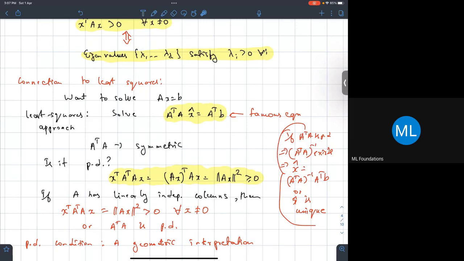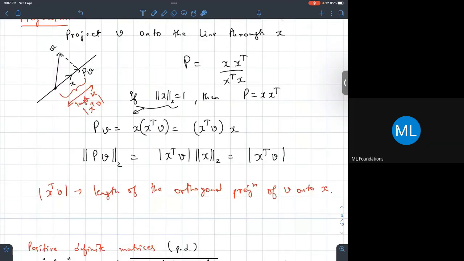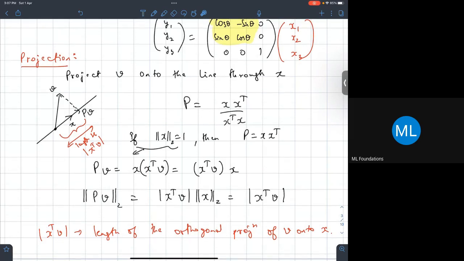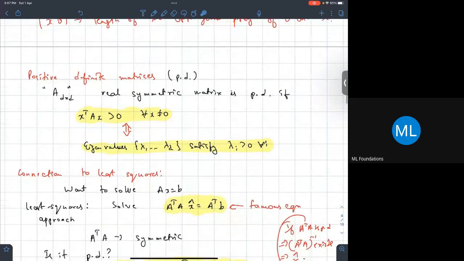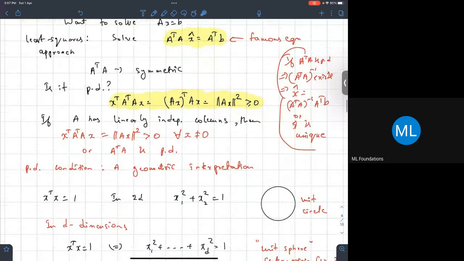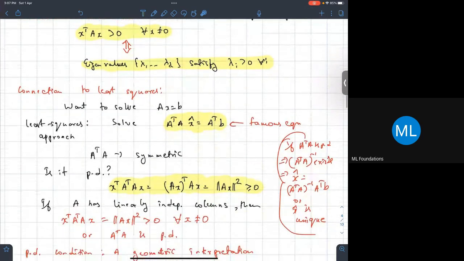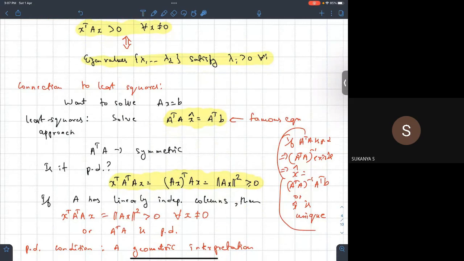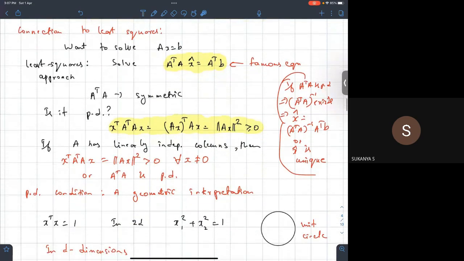Anything about orthogonality or projections or whatever I have written so far, which is about 4 pages? Any doubts? No doubts? Clear, sir. Okay, great. So you're a good audience.